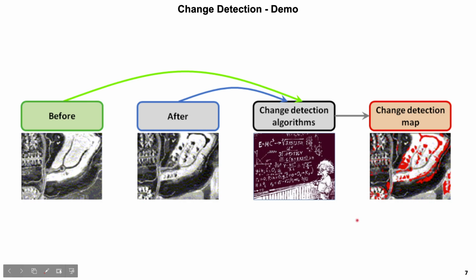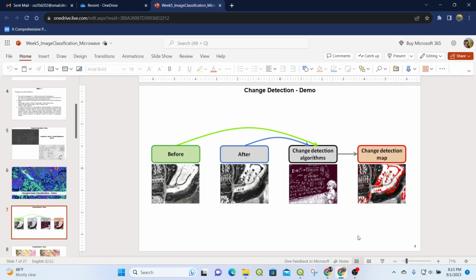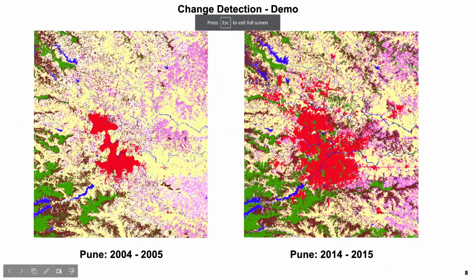So why is it important? You need to see what the growth of the urban area is, or if you want to see if a water body has disappeared. For this kind of study you can make use of the change detection method. So I'm going to show the demo.